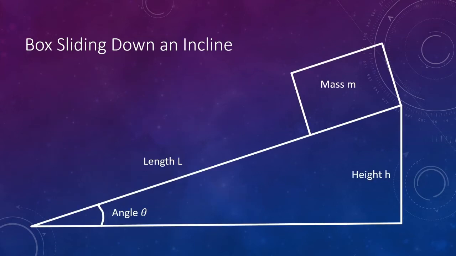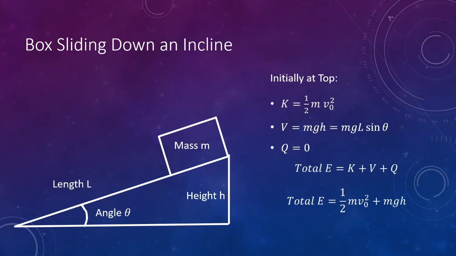So let's look at our problem. We have a block of mass m. It's sliding down some incline that has a certain length, has a certain height, and has a certain angle of inclination. And what we'll do for this case is look at what's going on at the top versus what's going on at the bottom. So we'll start at the top.